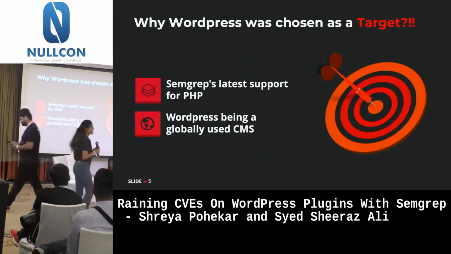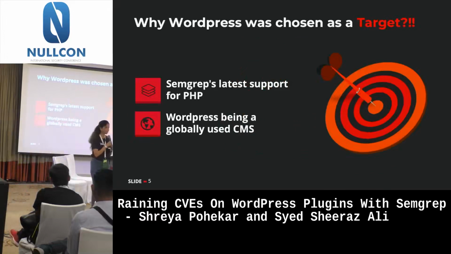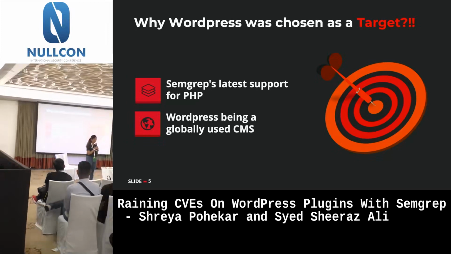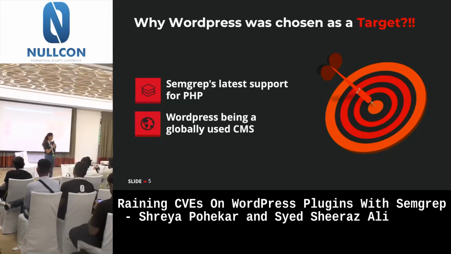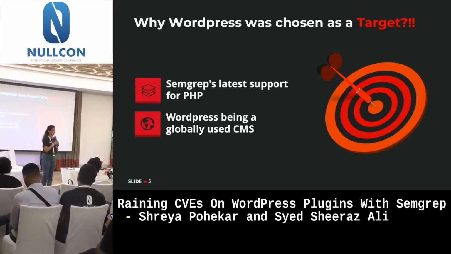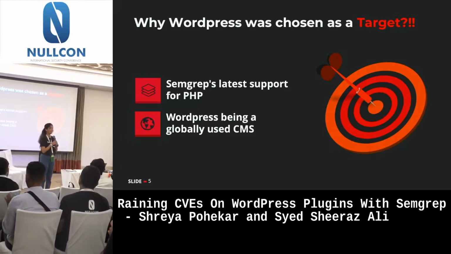Thank you, Sheeraz. Okay, so why did we choose WordPress as a target? The very first reason is that Semgrep released the alpha version for PHP in 2020, and we knew that there are a lot of widely used open source CMS projects, and WordPress is one of them. It has a list of 80,000 plus plugins, and we knew that was a jackpot, and that's why we chose WordPress as a target.